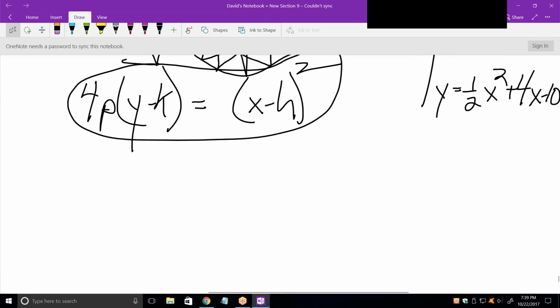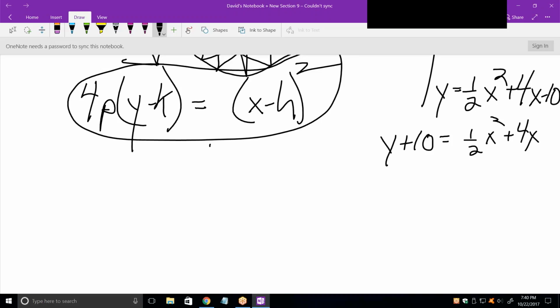So notice the formula on the left is not vertex format. Vertex format is y equals a times x minus h squared plus k. So the very first thing I need to do is move that 10 to the other side. So I have y plus 10 equals 1/2 x squared plus 4x. Same thing, right? Haven't changed anything? Okay. Now I got to turn this into this format.